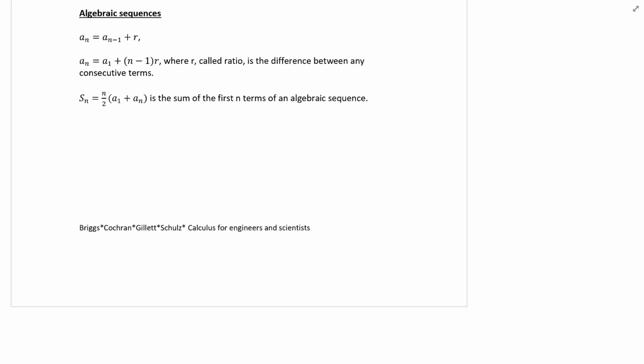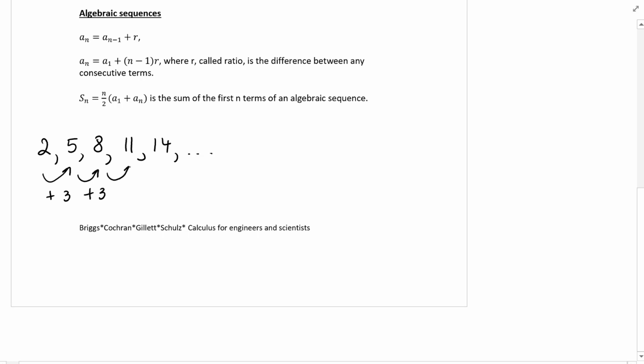So let's take a look at a few sequences that are more popular, arithmetic sequences, and then we'll see the geometric sequences. Now, for arithmetic sequences, let me give you a very simple example: 2, 5, 8, 11, 14. Did you get the idea? How do I get to the next term? I add the same value. So if I add 3 to the previous number, I get the next number.